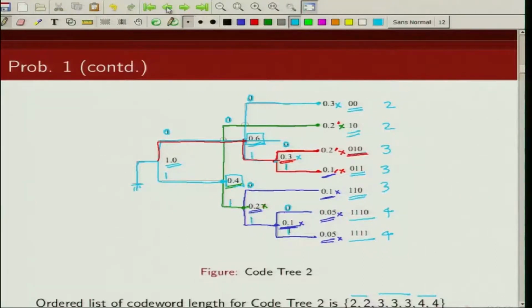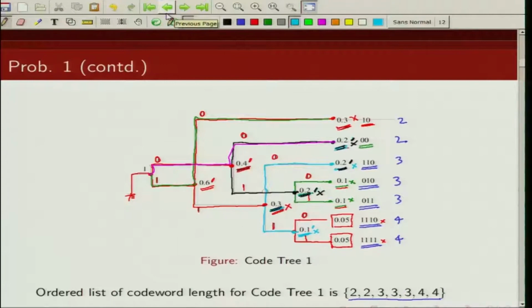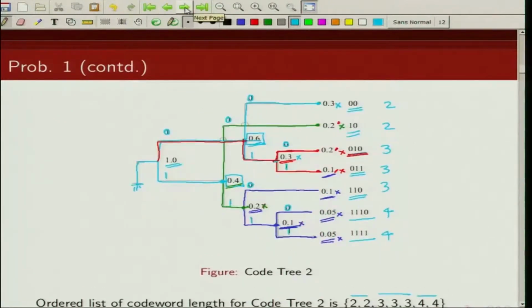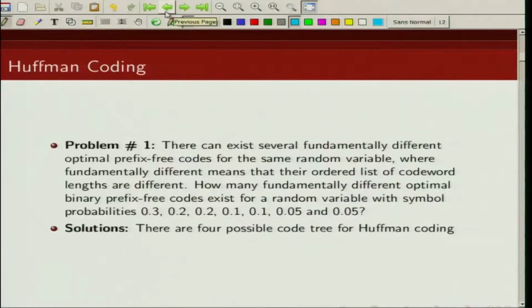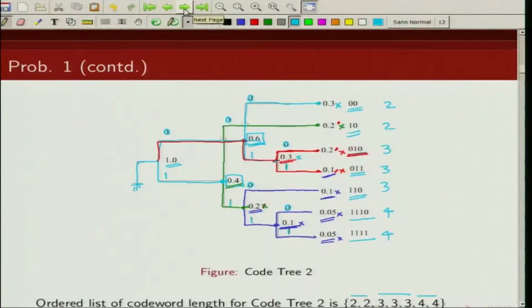Now if you compare with the previous Huffman code, this also had two code words of length 2, three code words of length 3, and two code words of length 4. So code tree 2 is not fundamentally different from code tree 1, because if I write down the ordered list of code words, though the mapping is different, they have the same set of ordered code word lengths.